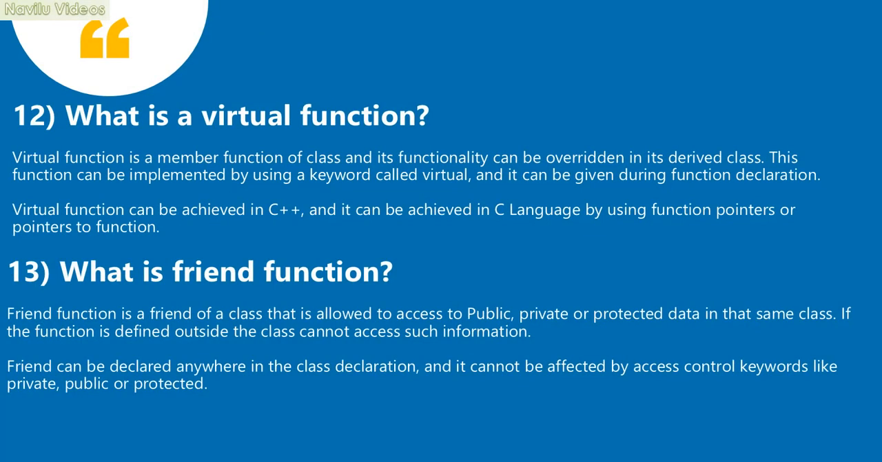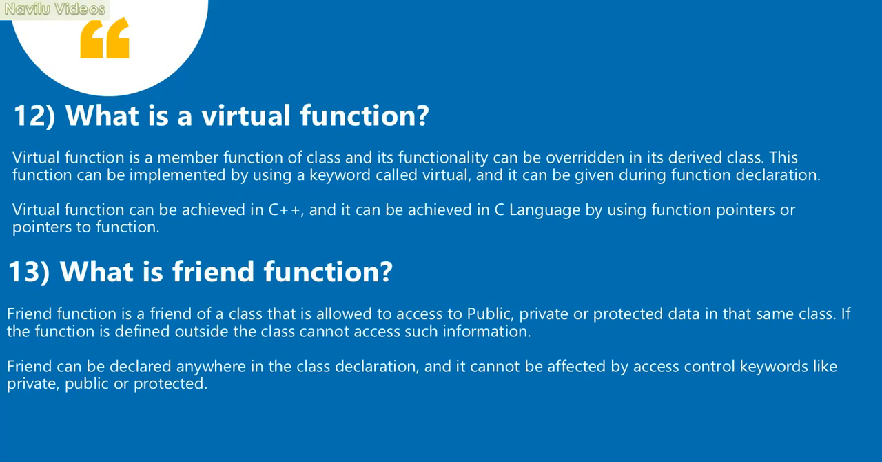12. What is a virtual function? A virtual function is a member function of a class and its functionality can be overridden in its derived class. This function can be implemented by using a keyword called virtual, and it can be given during function declaration. Virtual functions can be achieved in C++, and in C language by using function pointers or pointers to function.